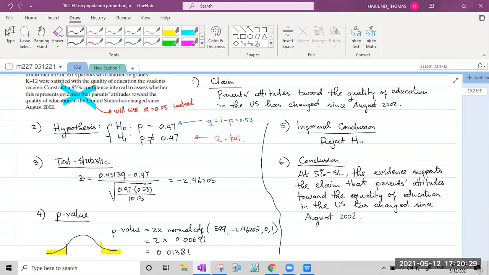We are not judging the quality of education. We are judging their attitudes. Their attitude already changed. Does it mean the quality already changed? We don't know. But of course, we all agree that we do not judge the quality of education or a lot of other things based on people's opinion.